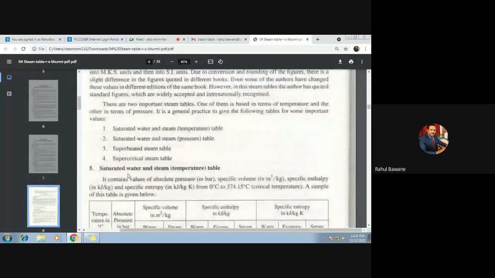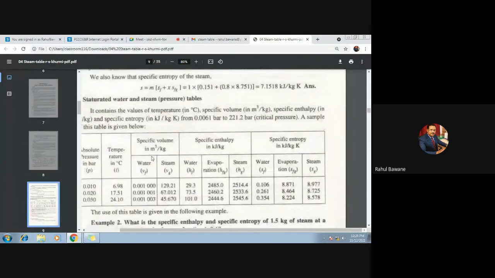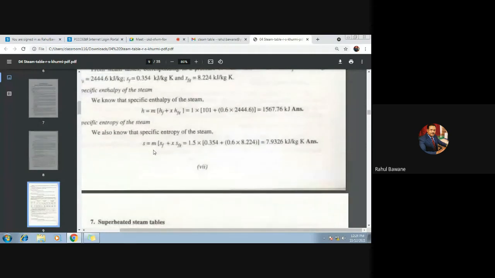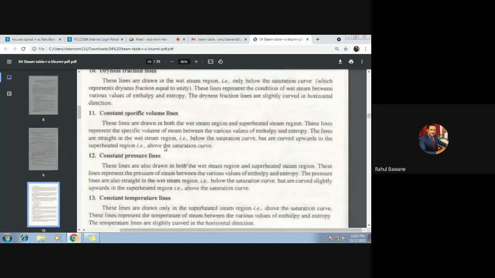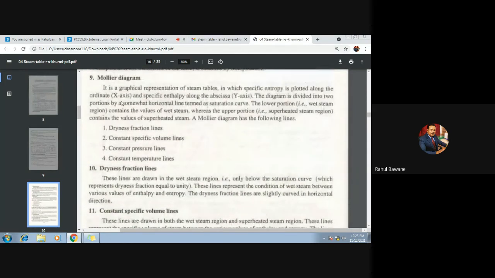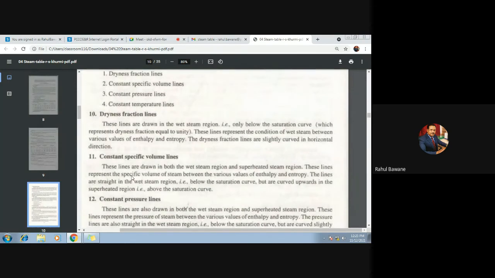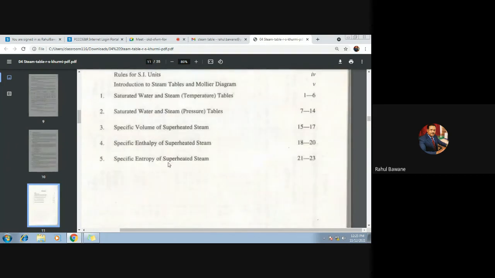Steam tables, these are the properties, and formulas are also given. This is the enthalpy of mass m, and this is the formula h_f plus x into h_fg. That's why it belongs to wet steam. So the formula will be there. All the lines on the graph, the Mollier diagram, the dryness fraction and constant specific volume lines, all line descriptions are given.